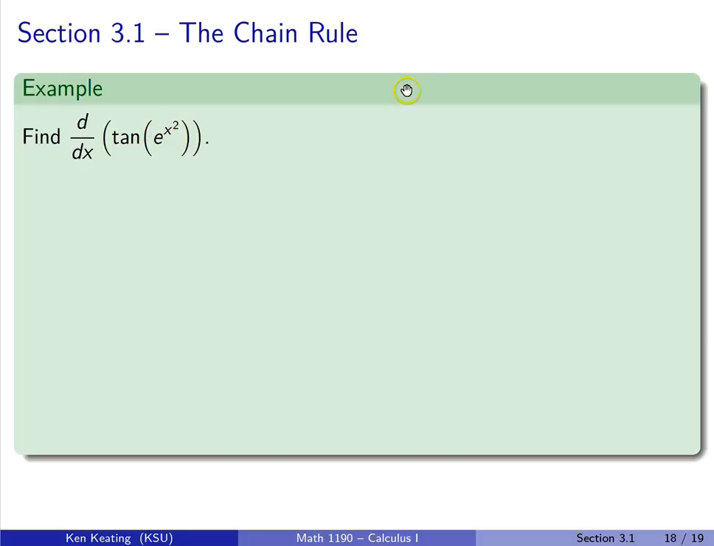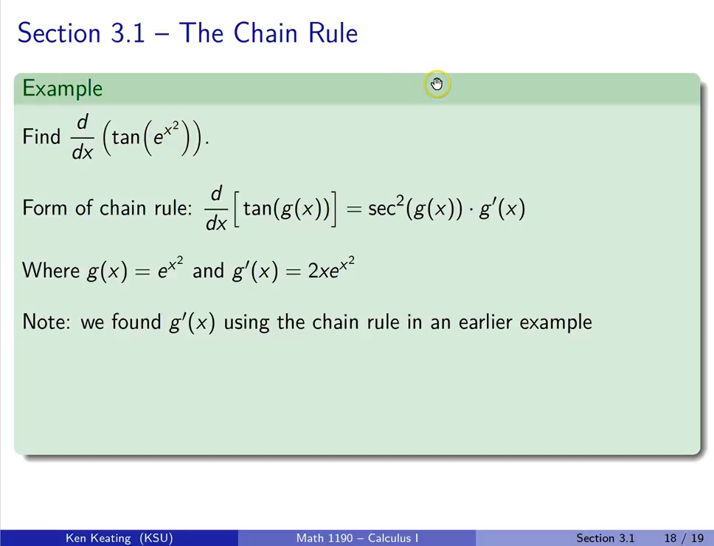So that itself needs a chain rule. The derivative of tangent of a function is secant squared of the function times the derivative of the function, where g of x is e to the x squared. So g prime needs its own chain rule. Now, we found that in an earlier example, either in part 1 or part 2 of these videos.